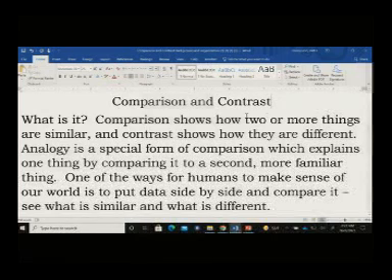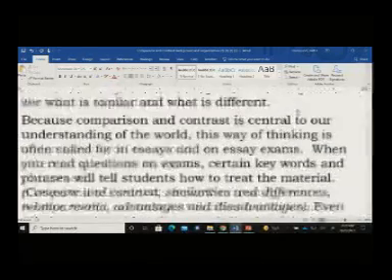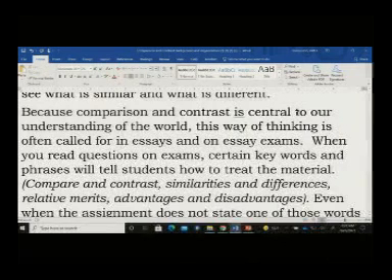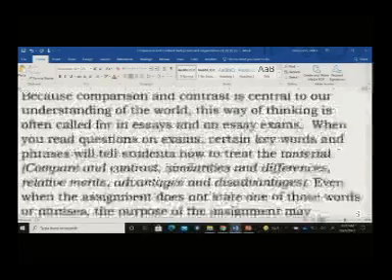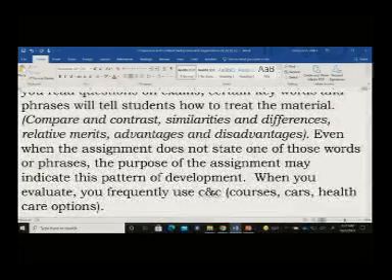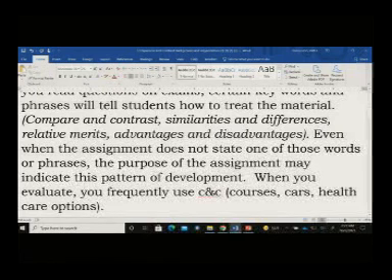One of the ways, though, for humans to make sense of our world is to put data side by side and compare it, see what is similar and what is different. Because we do it all the time, it's how we decide, do I want to buy this stroller or that stroller? Do I want to read this book or that book? Do I want to watch this show or that show? But those are some key words when you're taking a test that might help you out: compare and contrast, similarities and differences, relative merits, advantages and disadvantages. So watch for that. So when you evaluate, you frequently use C&C.